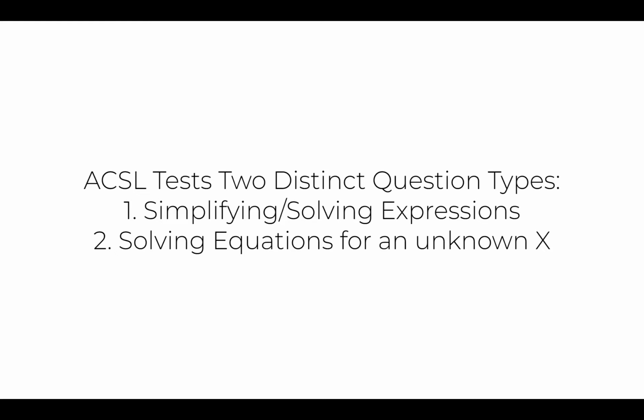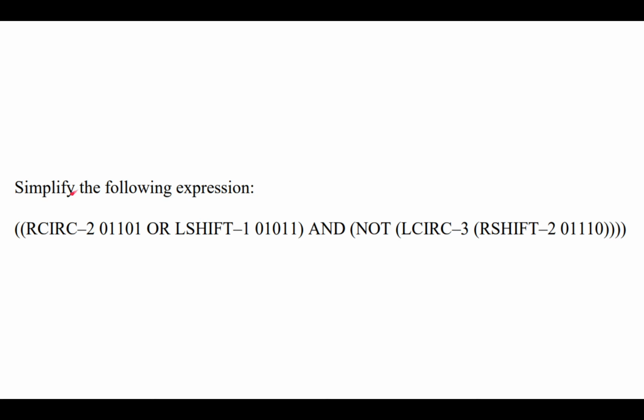There will be some cases where they'll say solve for x, and then it'll just be x equals a big expression. Effectively, that's just asking you to simplify the expression, right? So you don't need to do any sort of thinking for this first one, other than the rules we just went over. So let's go over one right now. Here we have simplify the following expression: RCirc 2, 0, 1, 1, 0, 1, or L shift 1, 0, 1, 0, 1, 1, and not LCirc 3, R shift 2, 0, 1, 1, 1, 0.